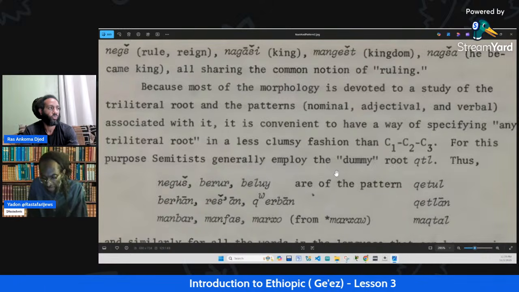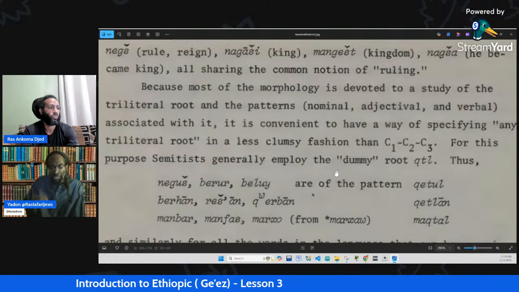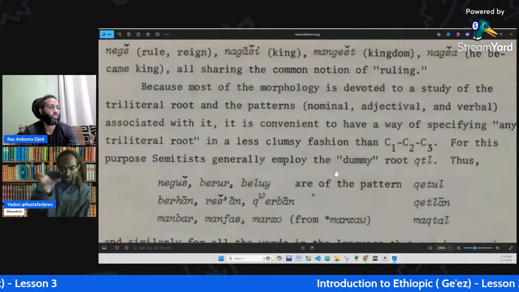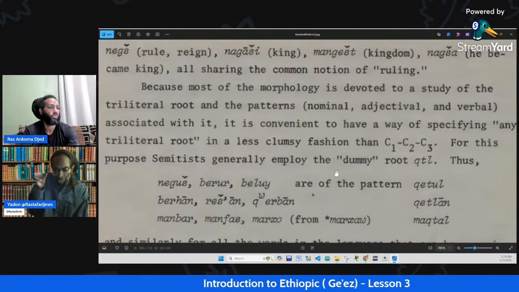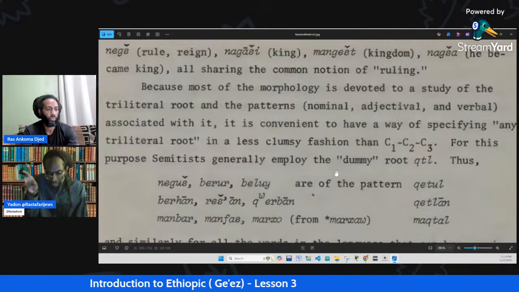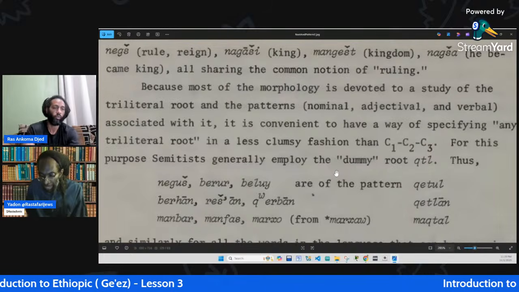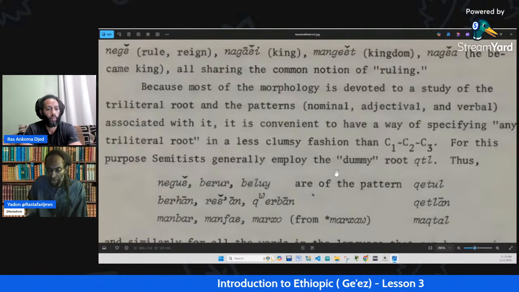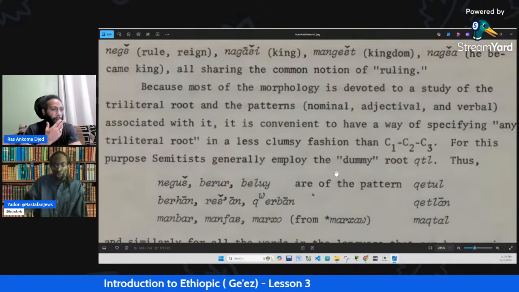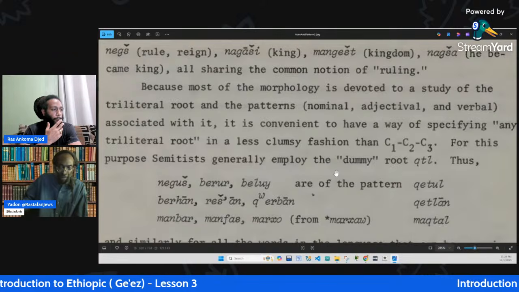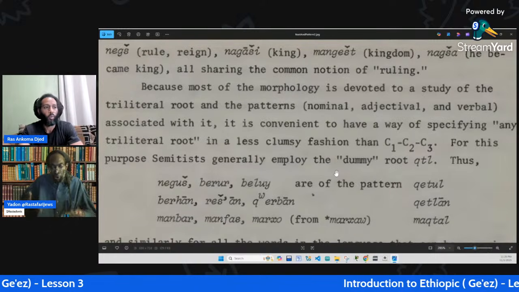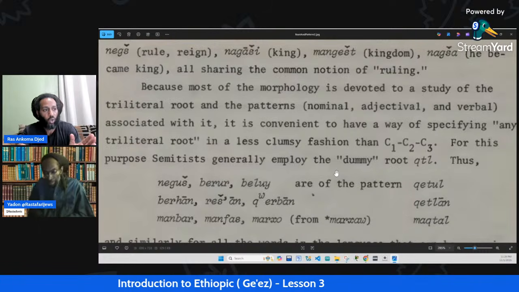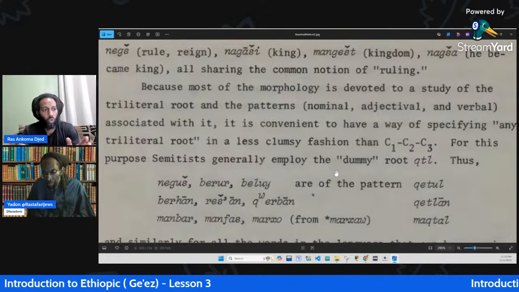It is convenient to have a way of specifying any triliteral root. In other words, it's important to be able to specify and see the root, the three-letter root, in a less clumsy fashion than C1, C2, C3, with the hyphens for the vowel sound. For English this might be a little clumsy, but it kind of works. But the hyphen is not for the vowels.